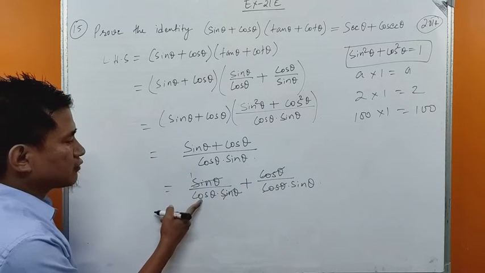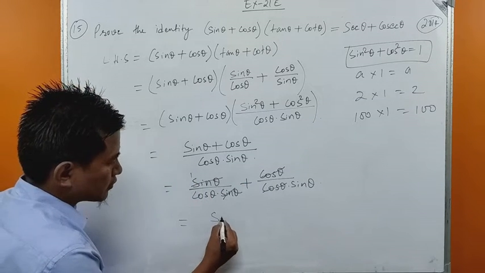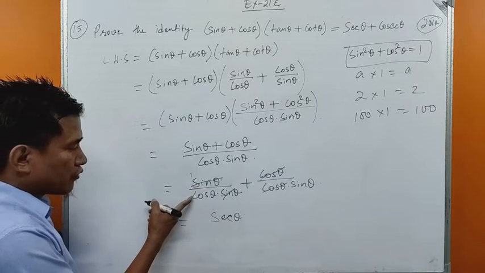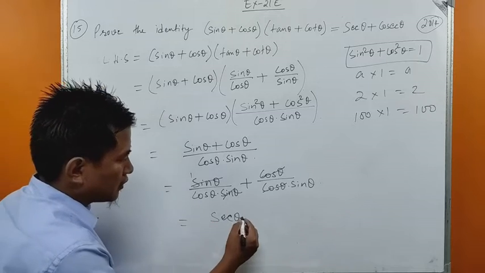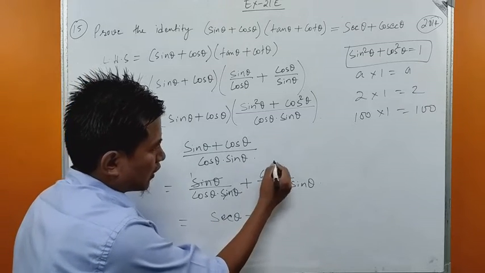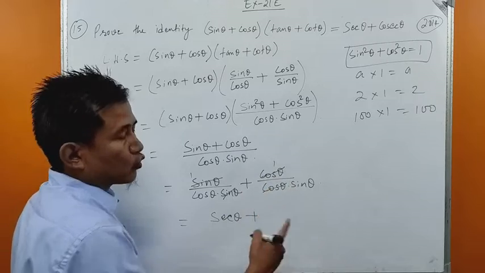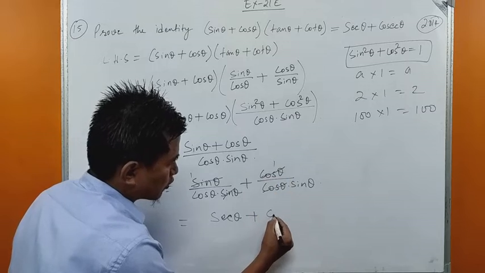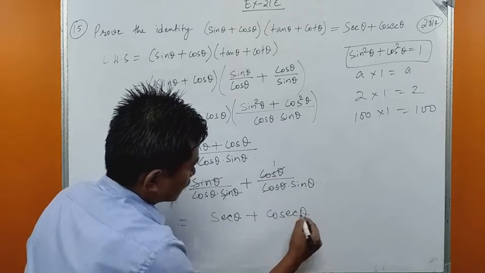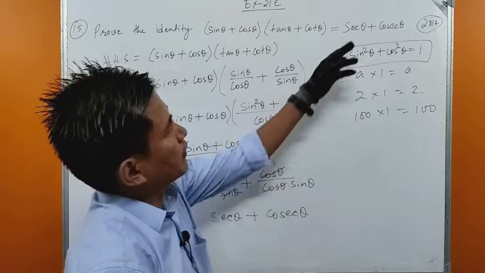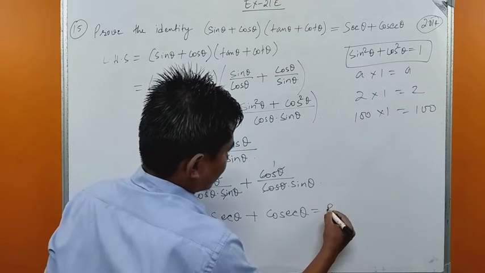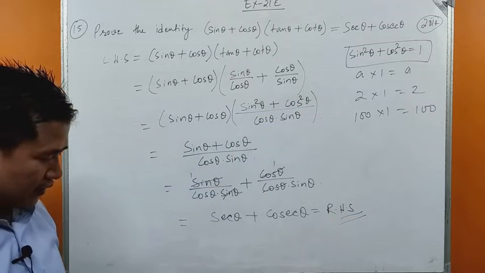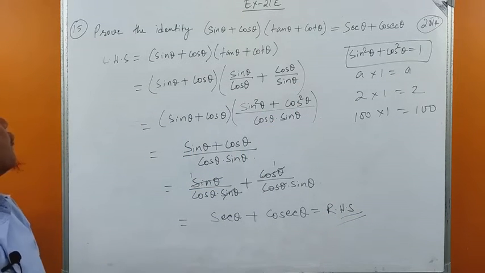If we take this cos theta to the numerator, it becomes sec theta, because cos theta and sec theta are reciprocals of each other. Plus, here we have 1 upon sin theta. Sin theta and cosec theta are reciprocals, so it becomes cosec theta. So sec theta plus cosec theta is the right hand side, equals RHS. Hence proved. This is the solution for question number 15.